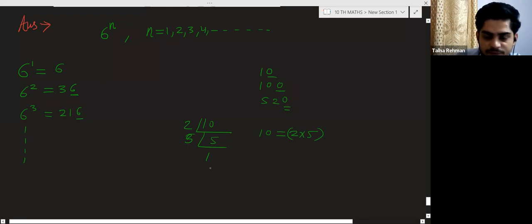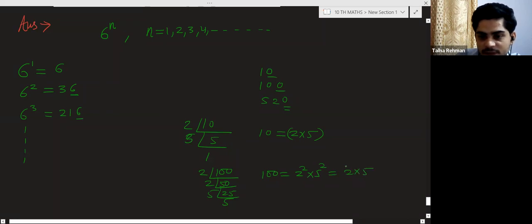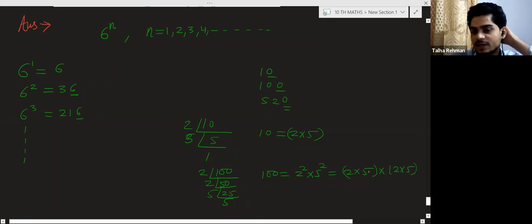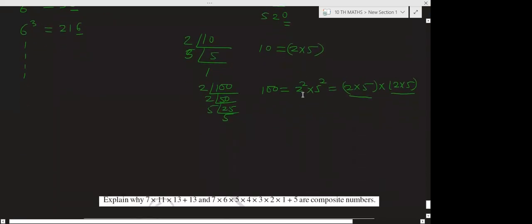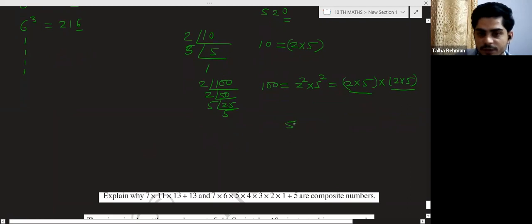In 100, if you factorize 100, you can write 100 as 2 square into 5 square. Means there are two pairs of 2 and 5. You can write this like 2 and 5 into 2 and 5. This is one pair of 2 and 5, this is another pair of 2 and 5. Means 100 ends with 2 zeros. And now check for 520.